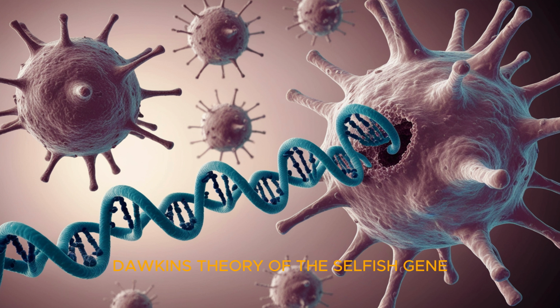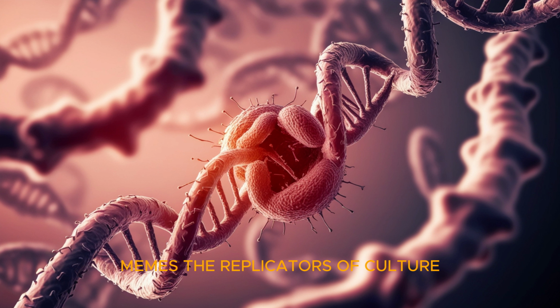Altruism and cooperation from a selfish perspective. Dawkins' theory of the selfish gene might seem to contradict the existence of altruistic behaviors in nature. However, Dawkins explains that even seemingly altruistic acts can be explained from a gene-centered perspective. Altruistic behaviors can benefit the genes of the altruist indirectly by increasing the survival and reproductive success of relatives who share those genes.